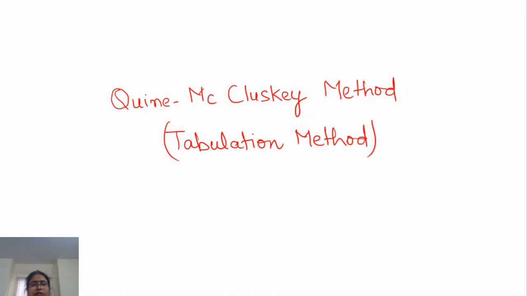This video lecture is on the QM method of minimization of Boolean expressions. This is the Quine-Cluskey method. Earlier we have seen the K-map method, that is the pictorial method, and this QM method is the tabulation method of minimization of the Boolean expression. So let us start with the video.